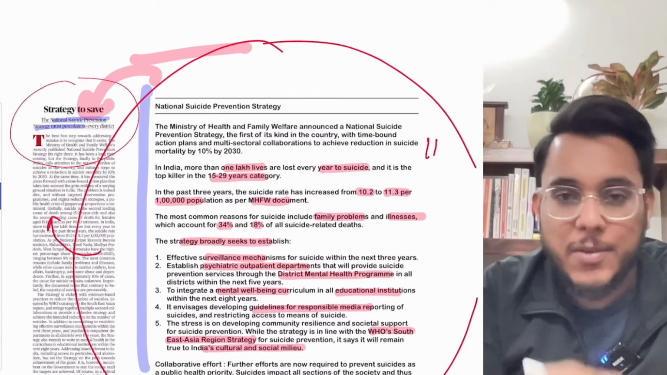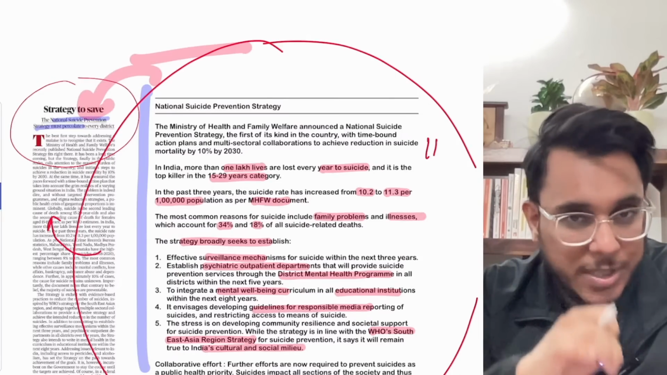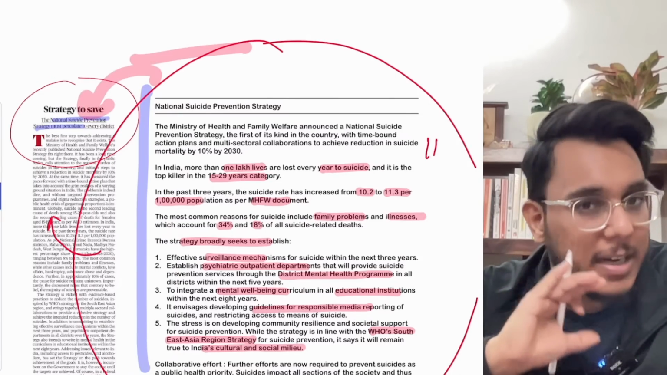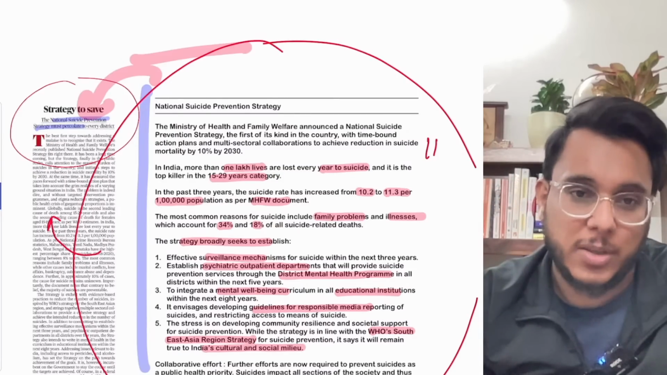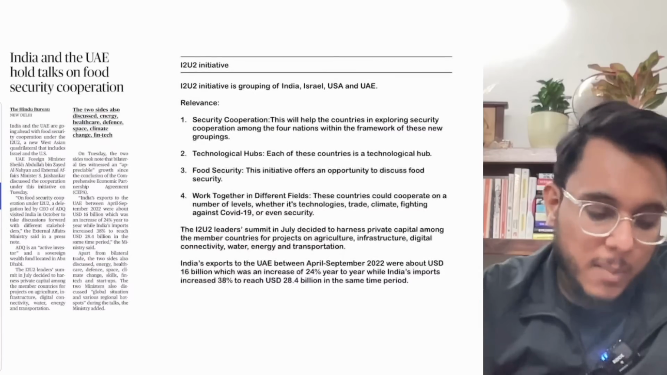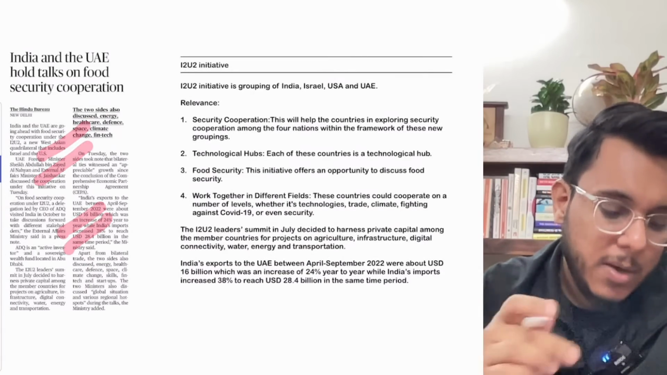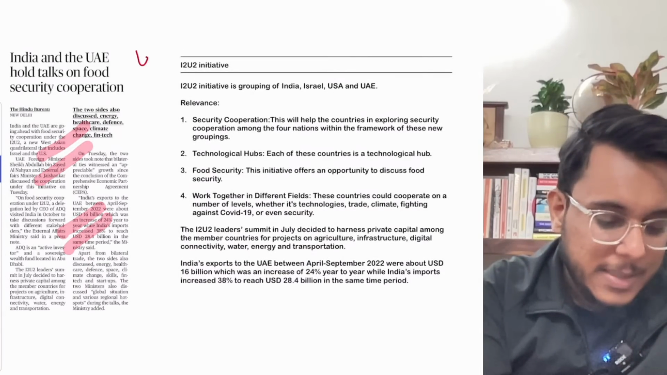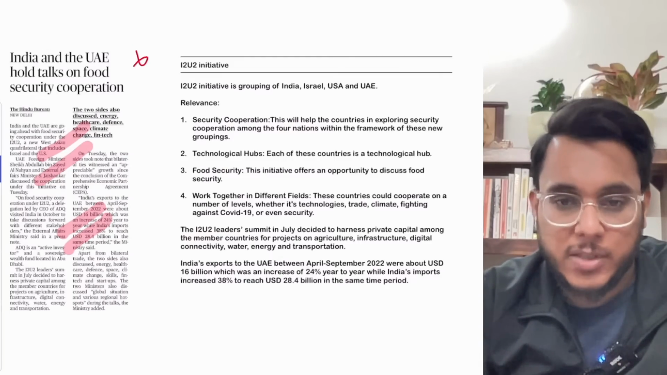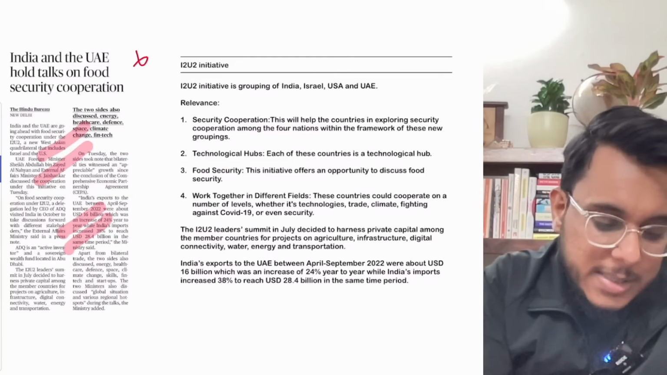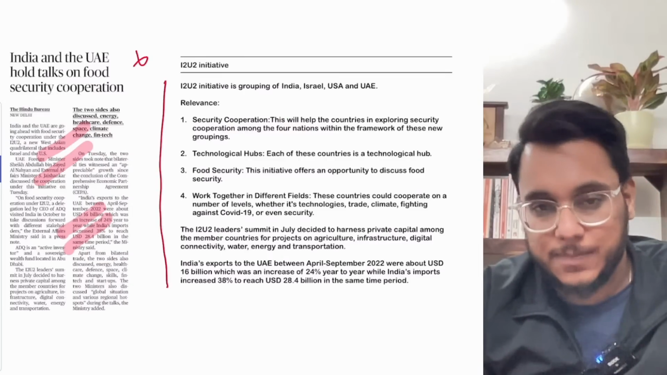Okay, I have not gone too much into the details because yesterday I already had a very elaborate discussion on this particular topic. Now, moving to the next article, India and the UAE hold talks on food security cooperation. Now, again, this article as such does not contain much substance, but we need to know some of the background first. Okay.